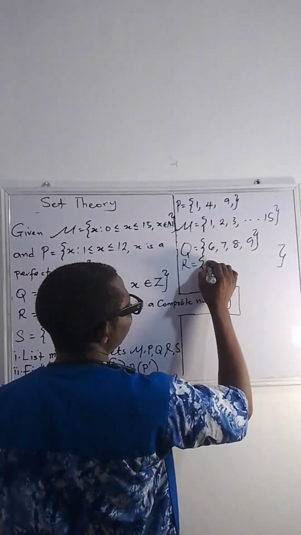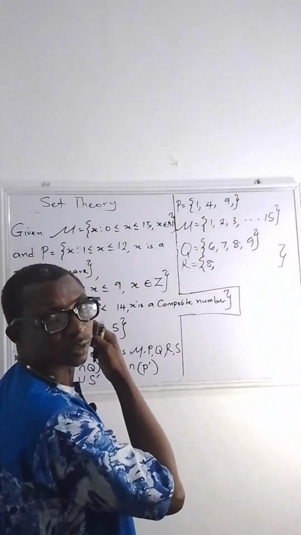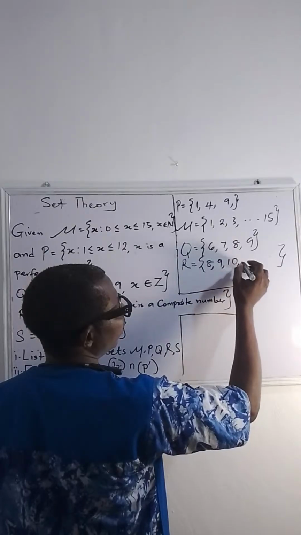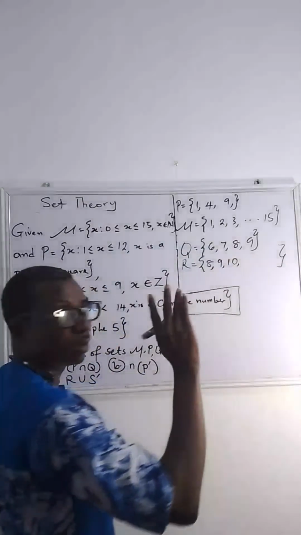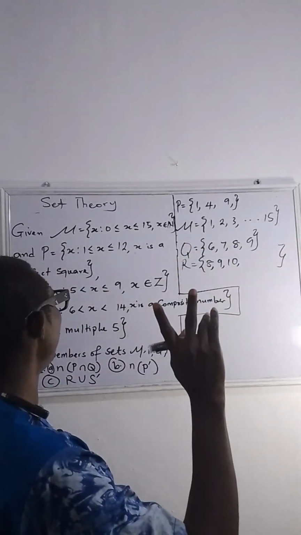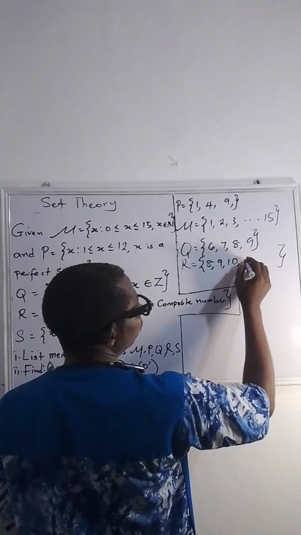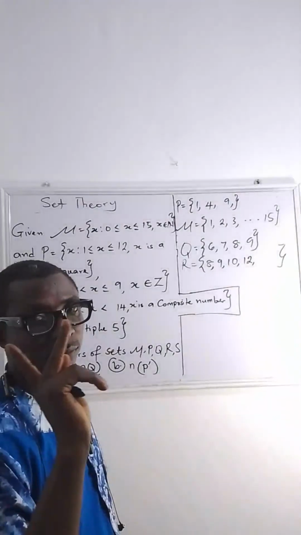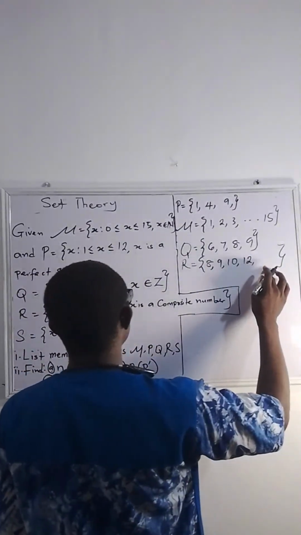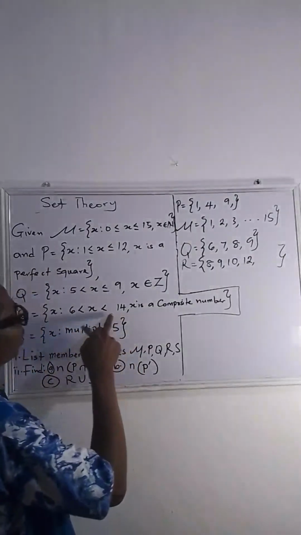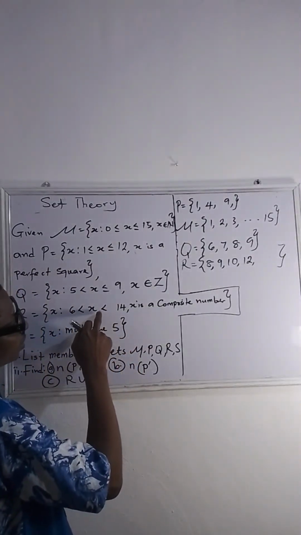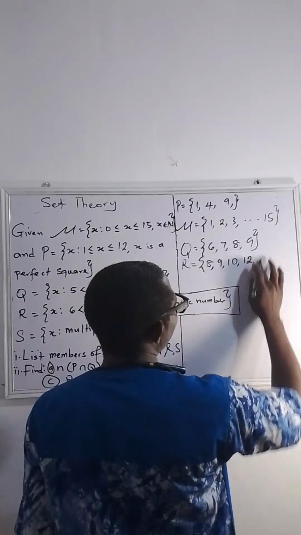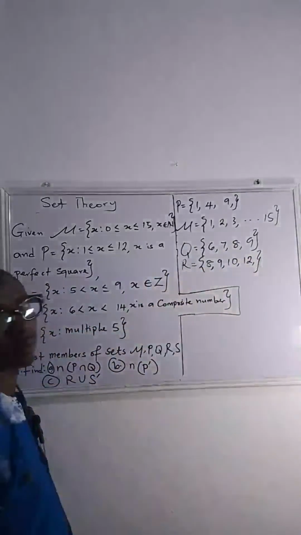We have 8. It has more than 2 divisors. The next one, 9, followed by 10. We have 11. 11 has only 2 divisors, so I'm not listing 11. Next one is 12. What of 13? 13 has only 2 divisors, so followed by 14. But we can't list 14 because the numbers must be less than 14. So this is where we stop. These are the members of set R.